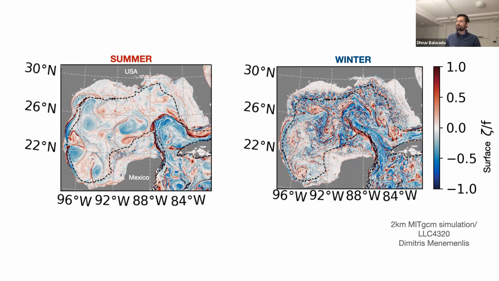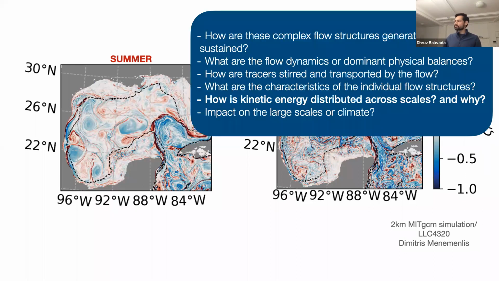The obvious question one has is, how is this variability being generated in the ocean? And how are these complex flows and structures sustained? We ask questions about what the flow dynamics or the dominant physical balances are. Do the balances taking place at eddies that are a few hundred kilometers, are they similar to what happens at small scales, or are there qualitative differences?